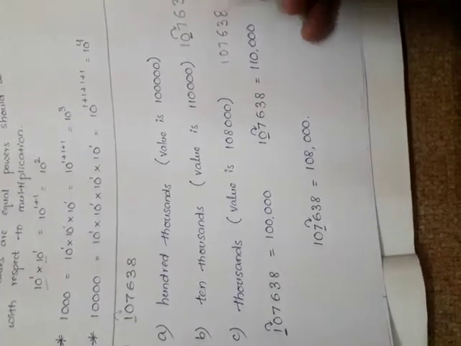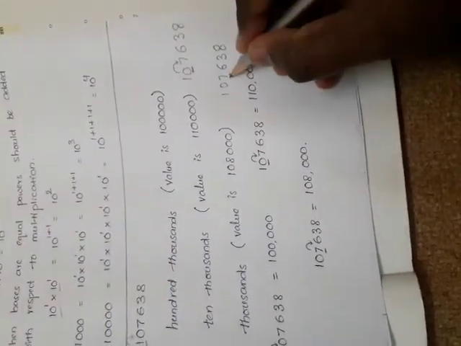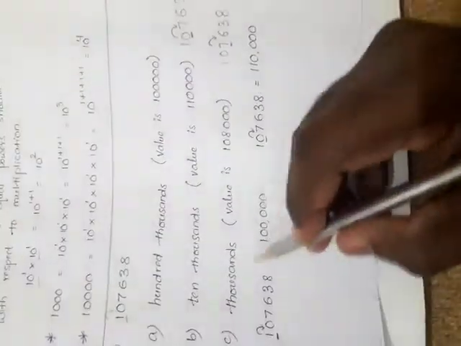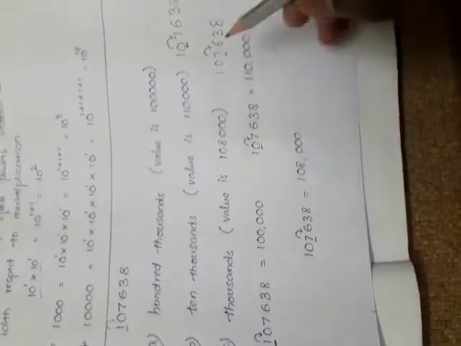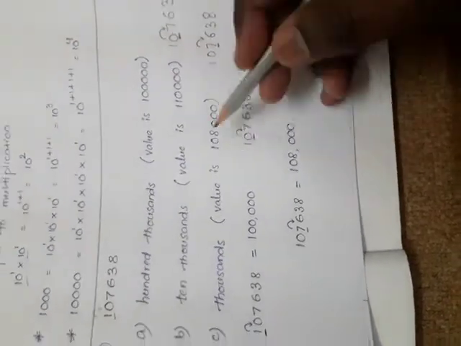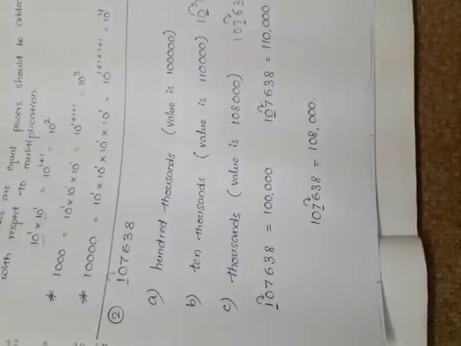107,638. Now here is the thousands place. Why? Look at the thousands place, 7, and the number before it is 6. This 10 is written as it is. Now 7, the number before it is what? 6. That means this 7 changes to 8. So 108,000.